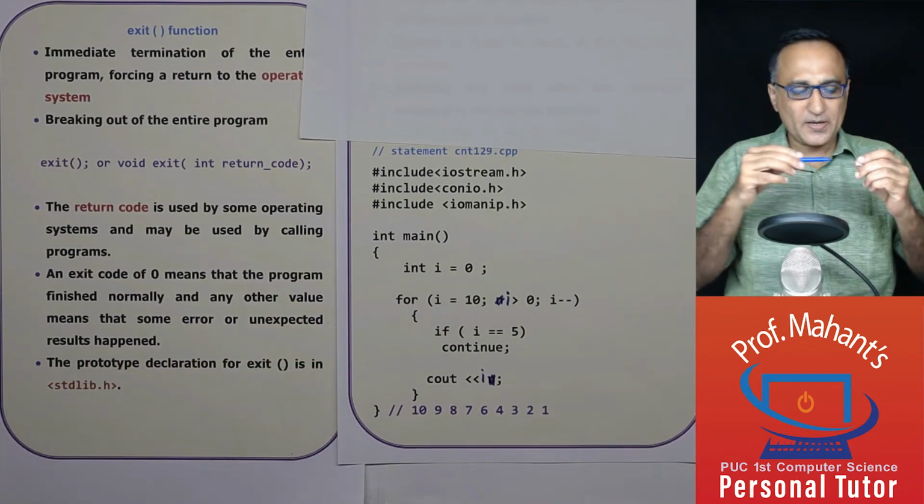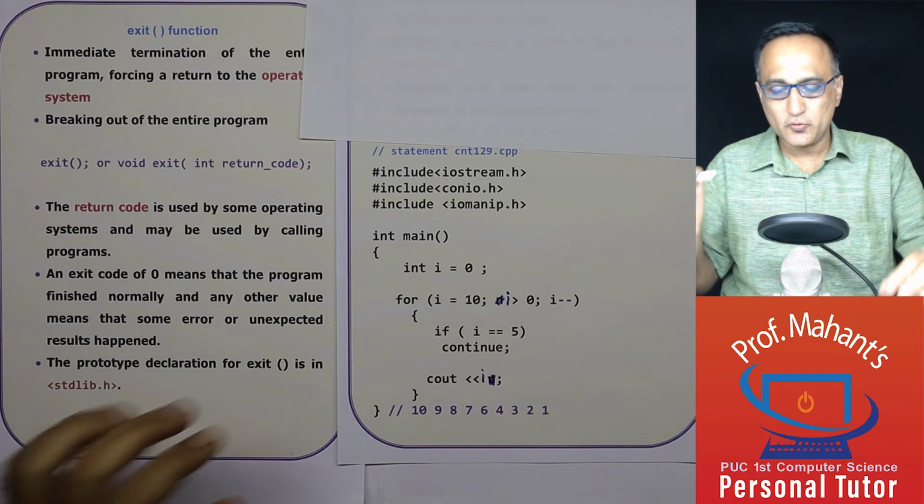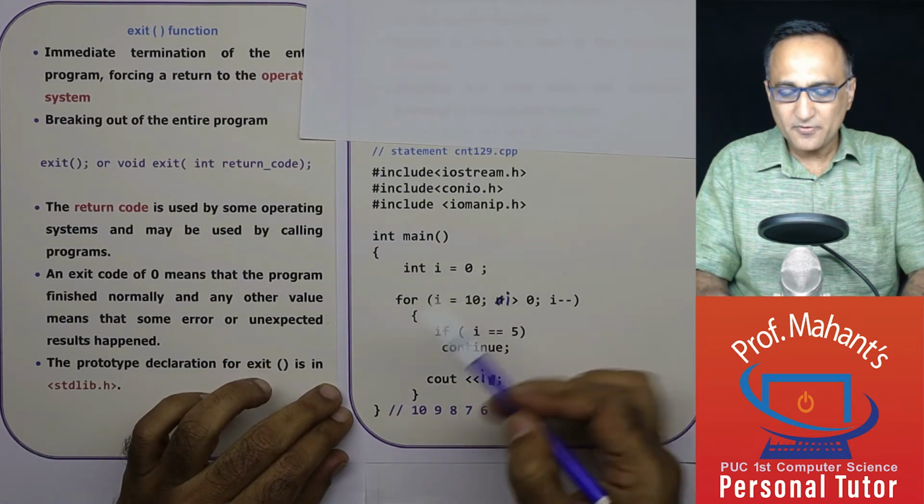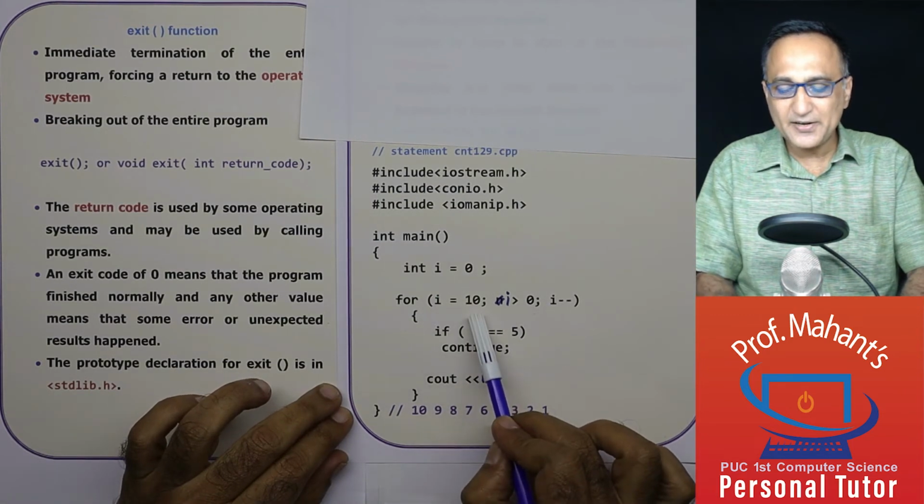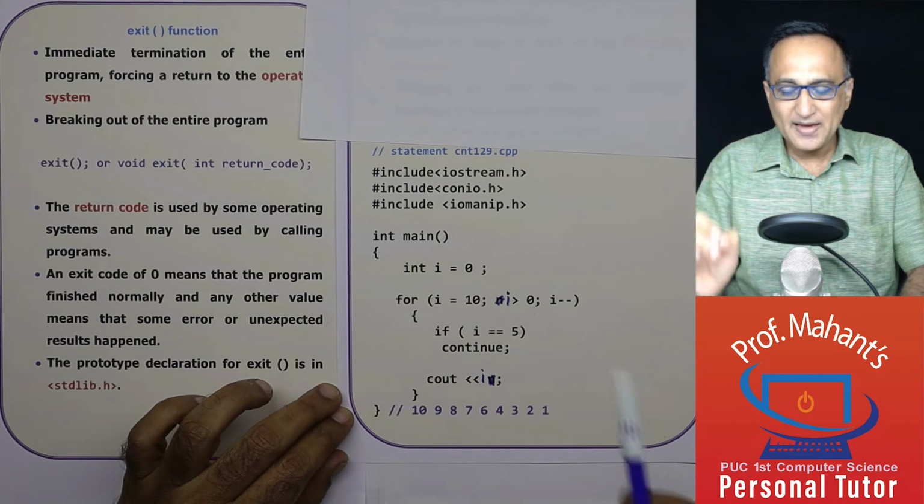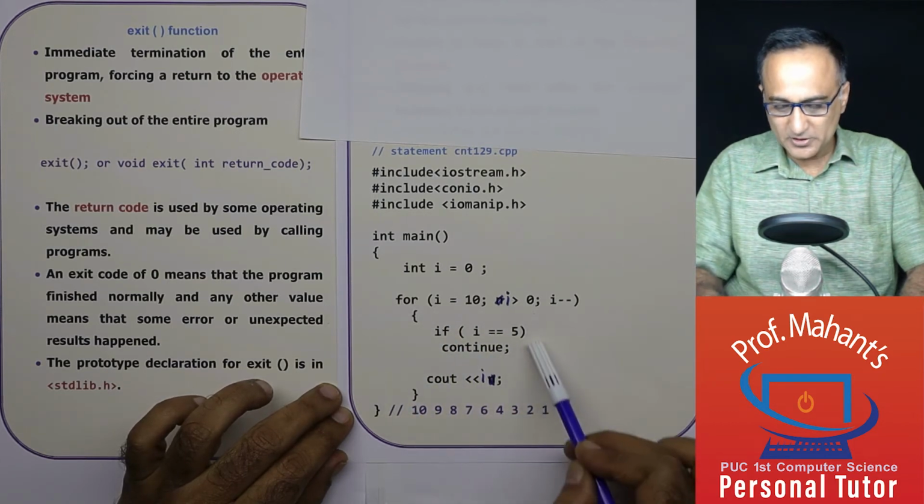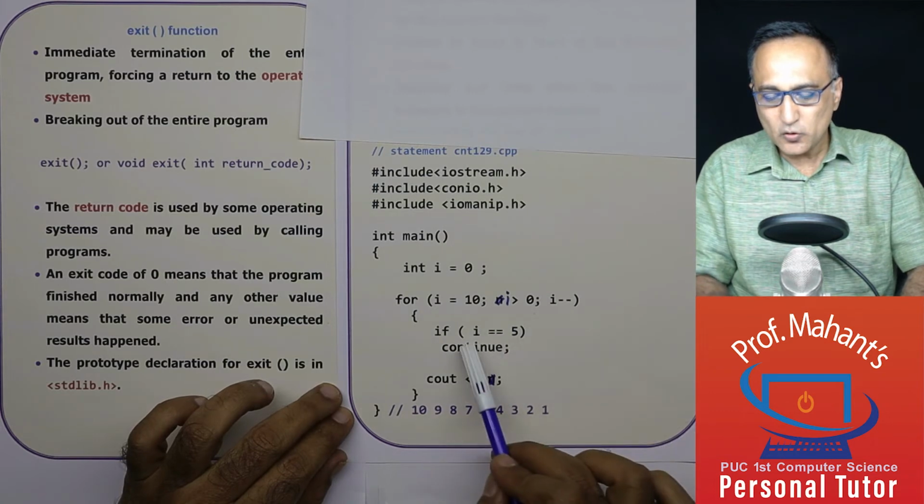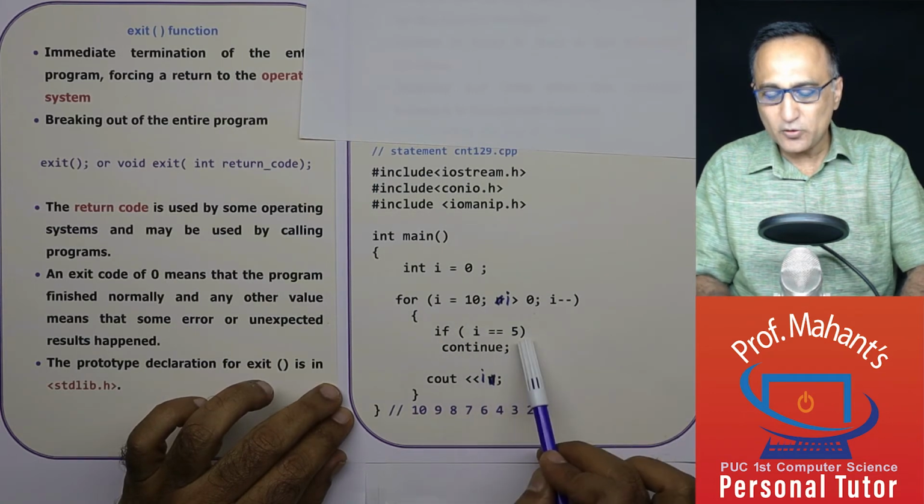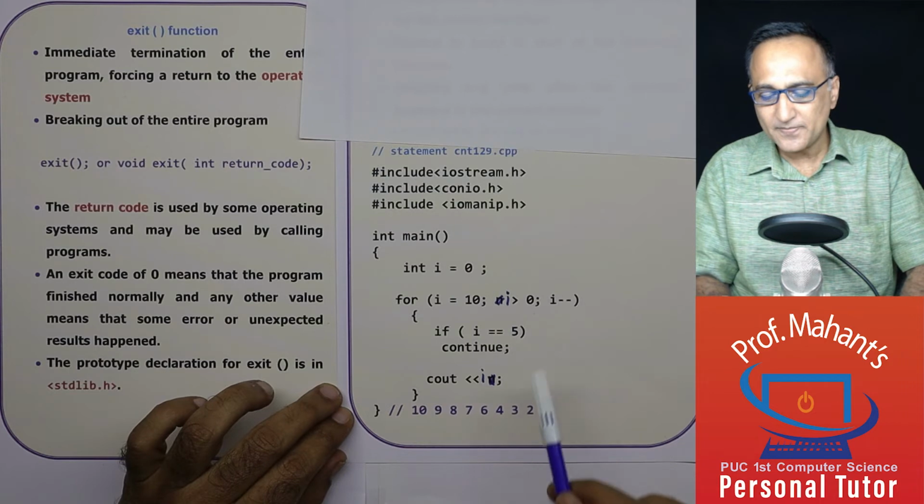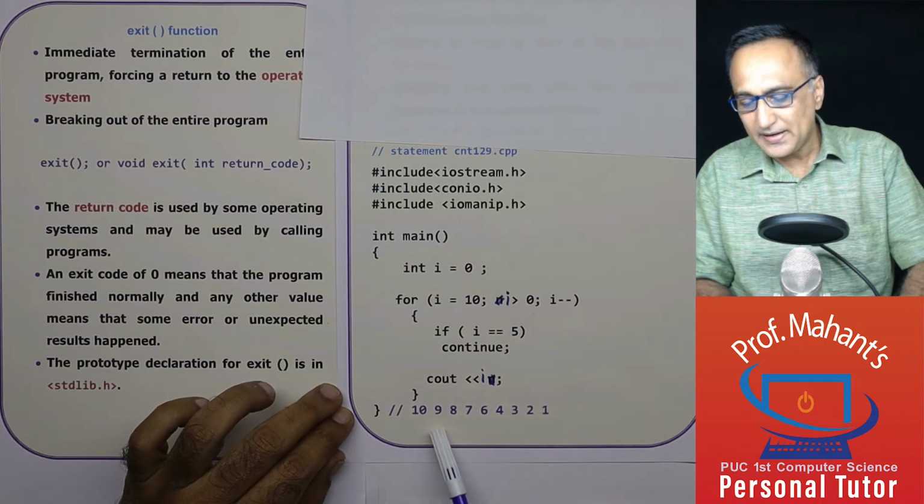So let me explain what this program is really trying to do. i is 0, forget it. But I am reinitializing i to 10. This happens the first time. As long as i is greater than 0, I am trying to execute the body of this particular loop. So is 10 equal to 5? This is false. So it will print 10.